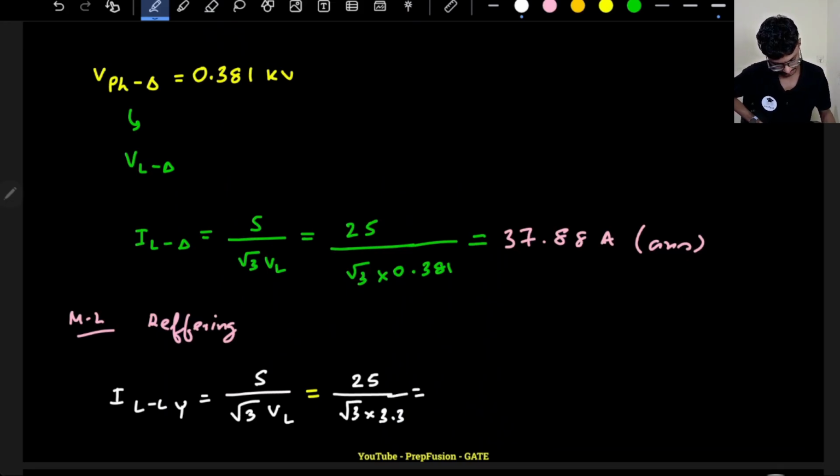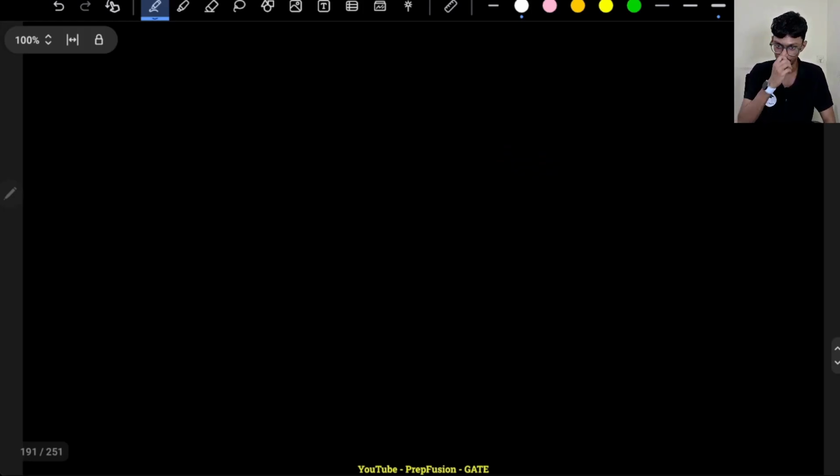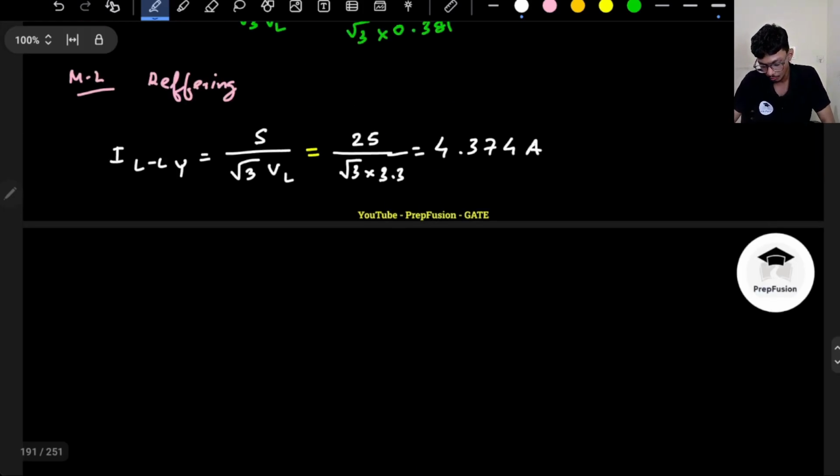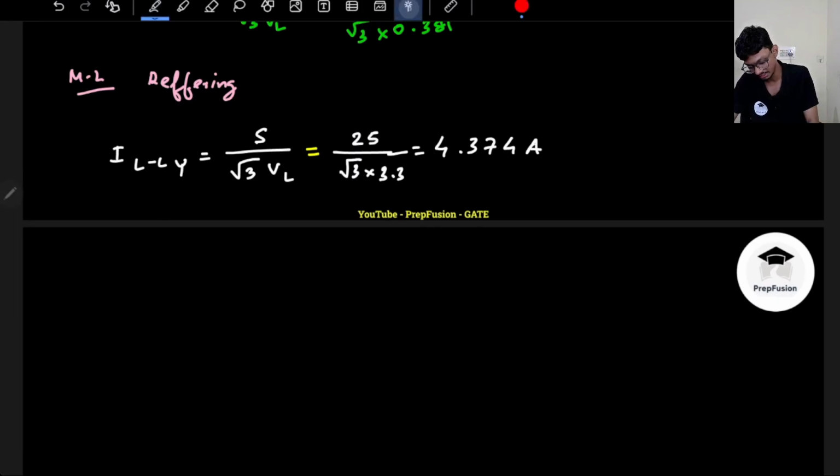So in the primary side, what is the line current rating? It is around 4.37 amperes, 4.374 amperes. Okay, now we need to refer this current in the secondary. How will I refer it to the secondary? So we know in case of star, the line current and the phase current are same. So this is actually the phase current only.